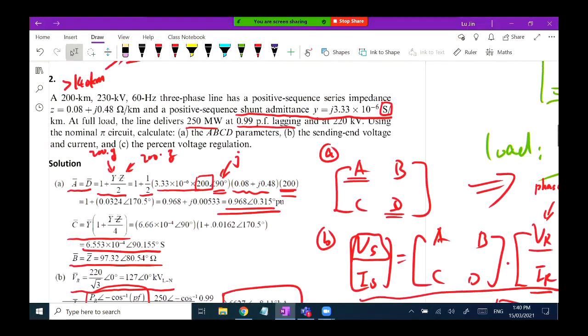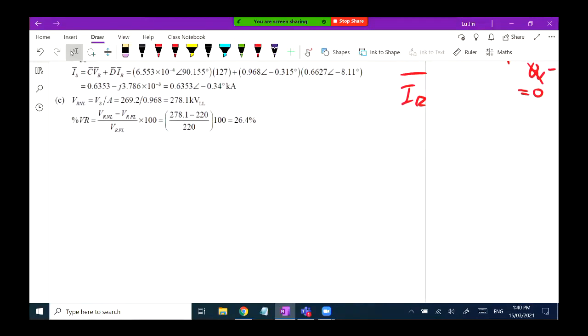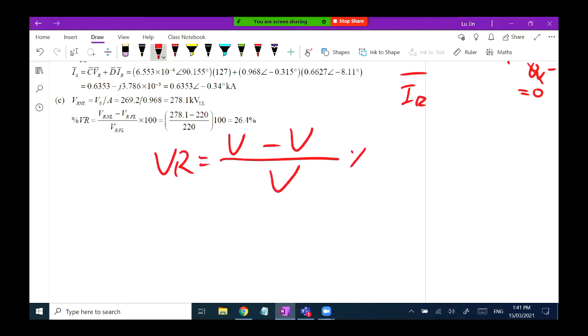Finally, be quick anyway. Part C, what is the percentage voltage regulation? In other words, for this part, we are going to determine the VR, voltage regulation. Can you recall the formula for the voltage regulation? Voltage regulation equals the no load voltage minus the full load voltage, divided by the full load voltage. Just that, okay?